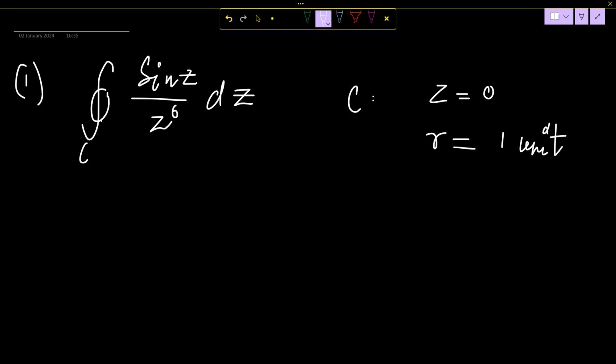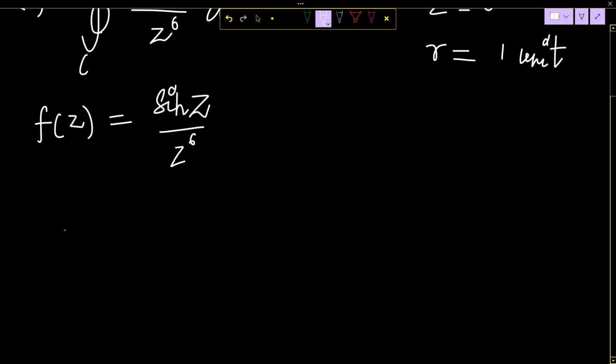So how will we do it? First of all, we will take this as f of z. f of z is sine z divided by z to the power 6. That is our f of z. We have to expand sine z here, otherwise we won't be able to solve it.